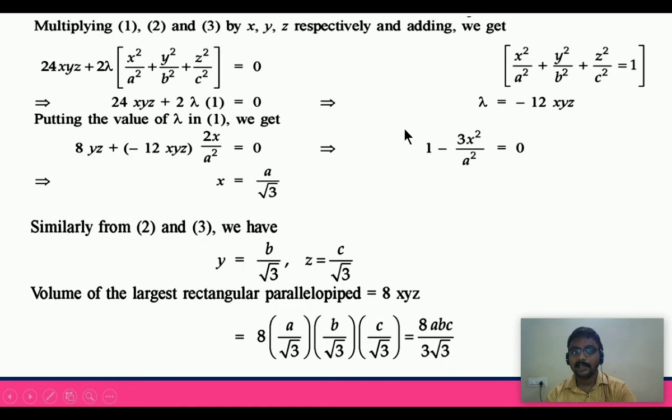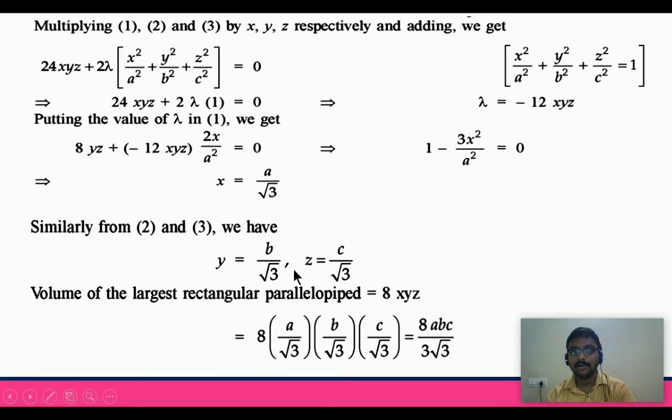Now putting this value of lambda, we will get x equal to a by root 3. Similarly, from equation 2 and equation 3, we will have y is b by root 3 and z is also c by root 3. These are the points which give the required stationary point. The stationary point xyz is a by root 3, b by root 3 and c by root 3.